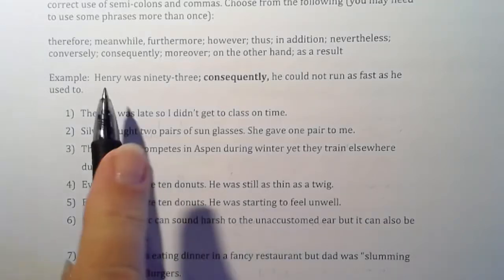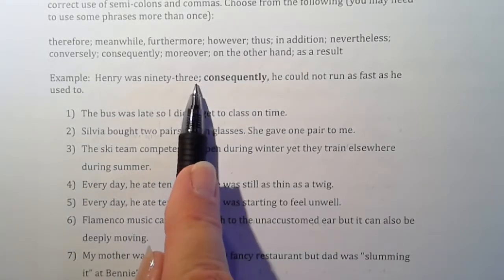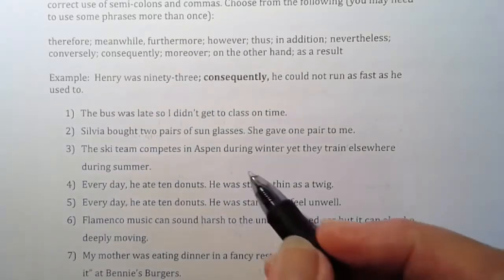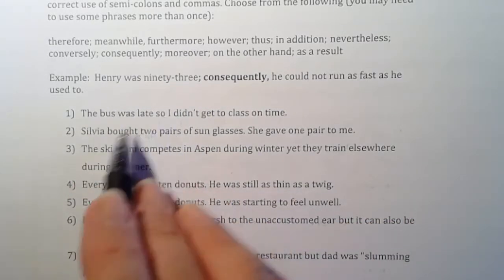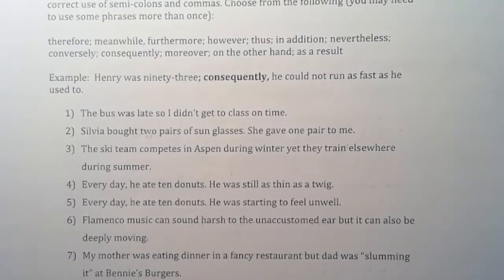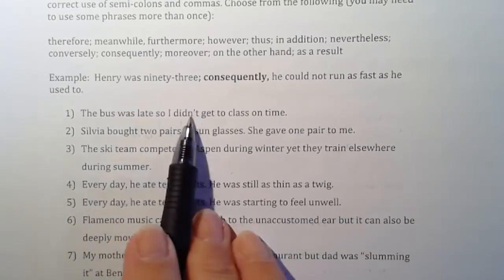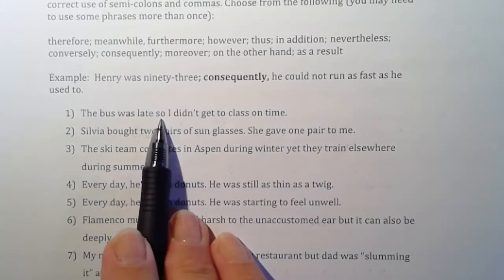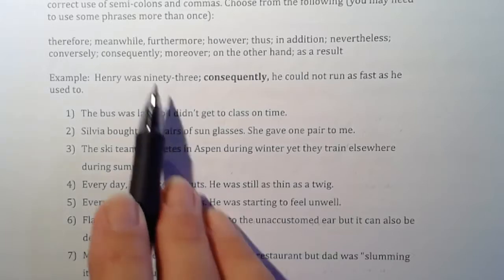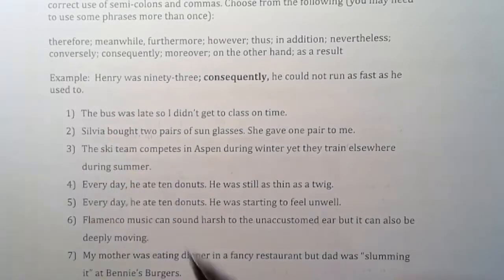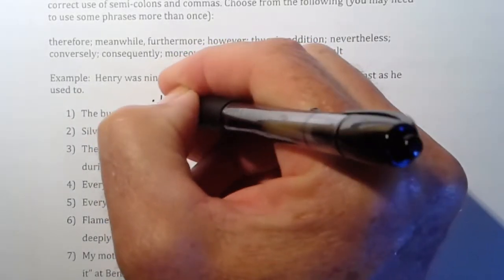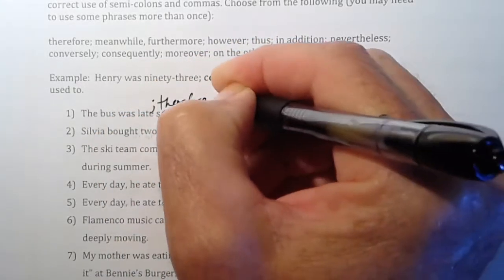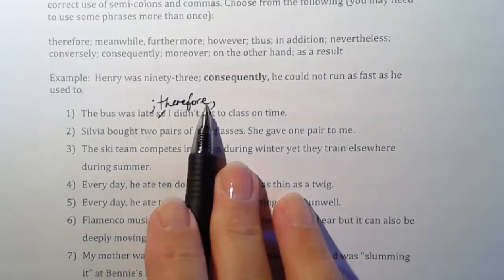Henry was 93. Consequently, he could not run as fast as he used to. The bus was late. So we're going to trade out our conjunctions here. The bus was late. I didn't get to class on time. What's a good conjunction to use here? There it is, right there. And we have a comma after the transition phrase.